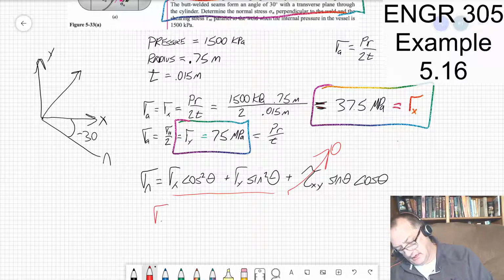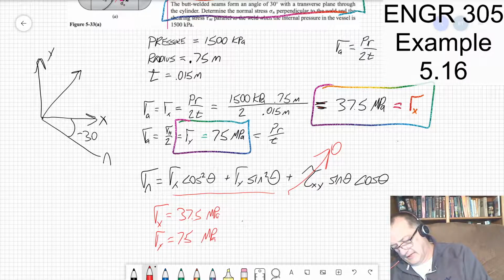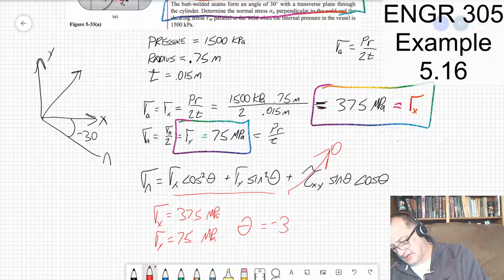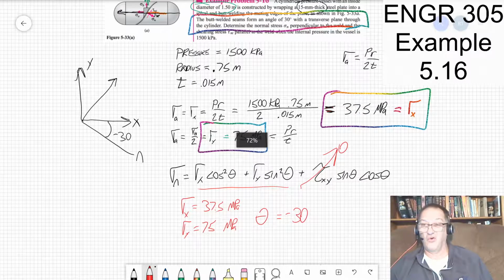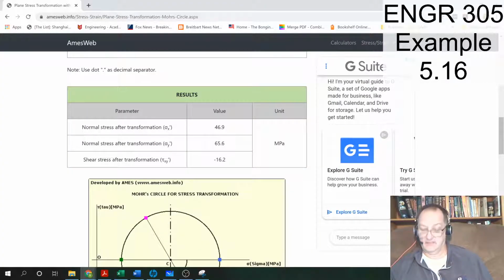Because, I would say sigma X is equal to 37.5 and sigma Y is equal to 75 megapascals. And theta is equal to minus 30. And just punch that into a calculator. Or I could skip that. And I could just say, we've got this tool called Aimsweb.